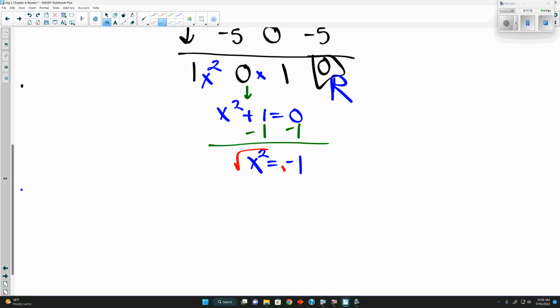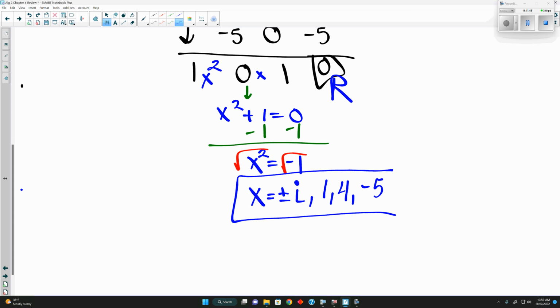At this point here, we can square root both sides. And if we square root both sides, square root of x squared is x is equal to plus or minus the square root of negative 1. So the square root of negative 1 by definition is i. And so the solutions that we had are i, 1, 4, and -5, and negative i. That's it. Because we got 5 solutions, we needed 5. So that's all we need to do for that there.